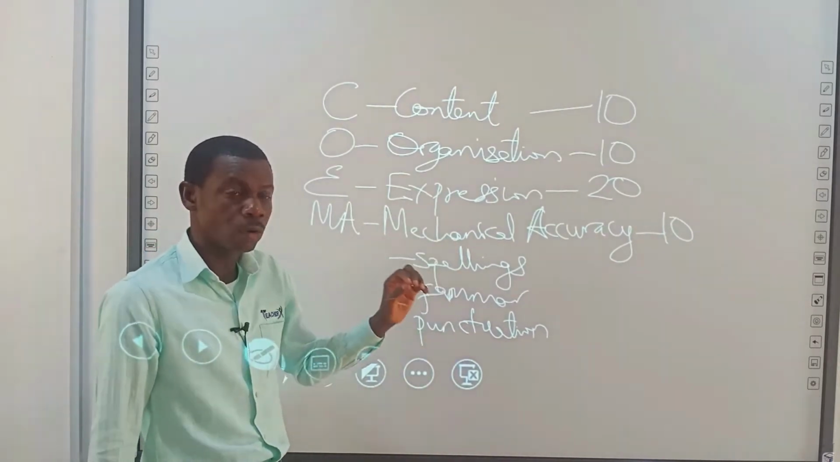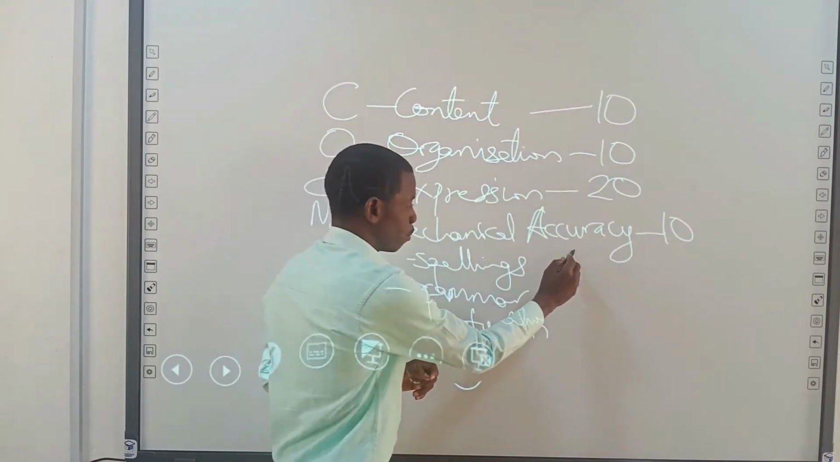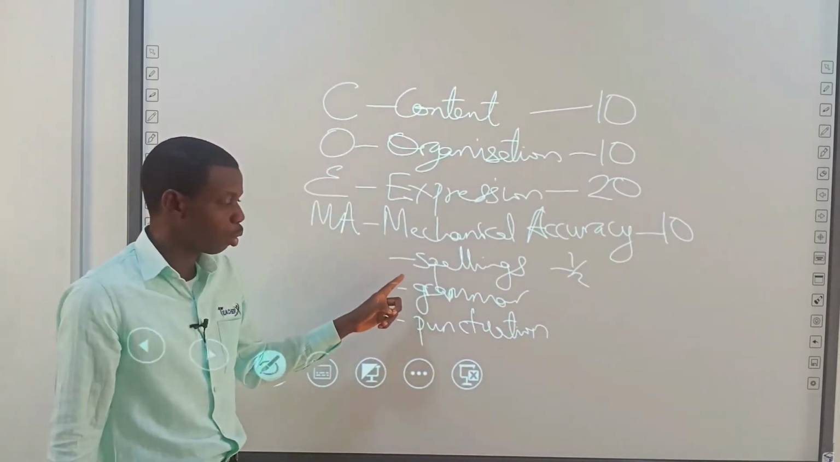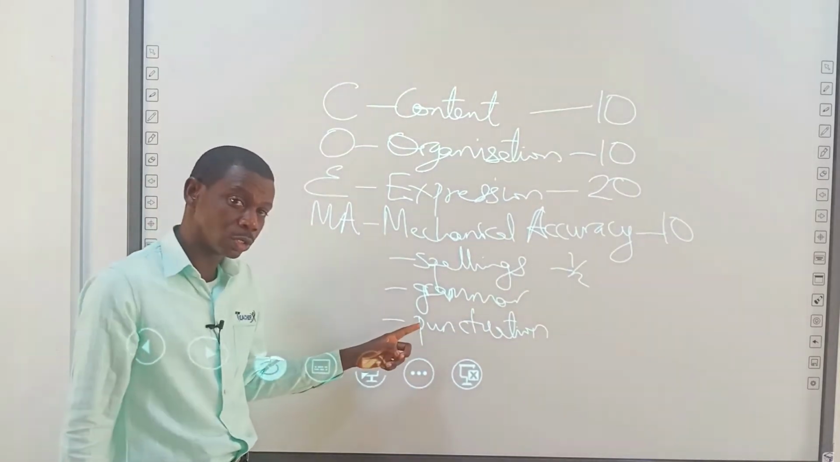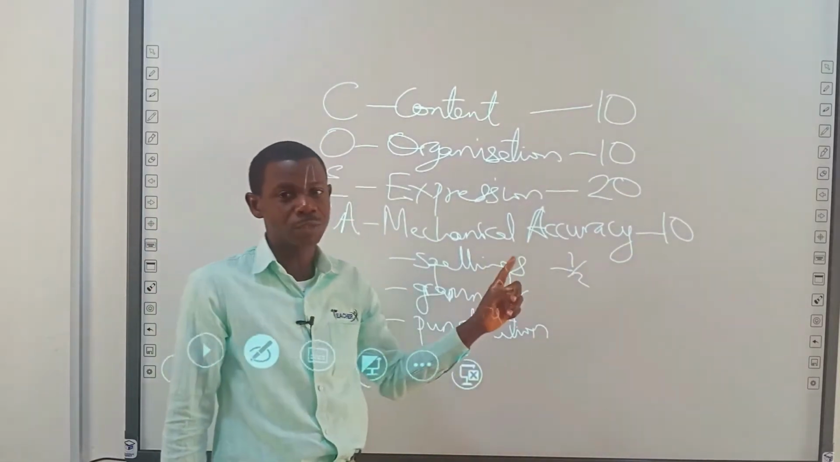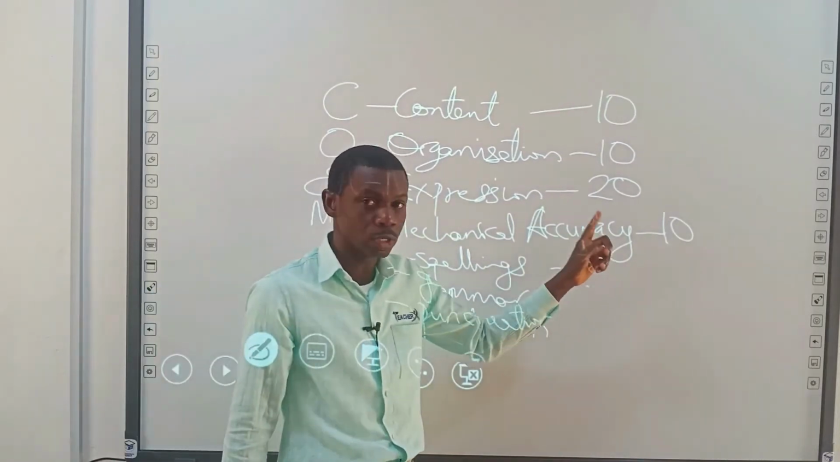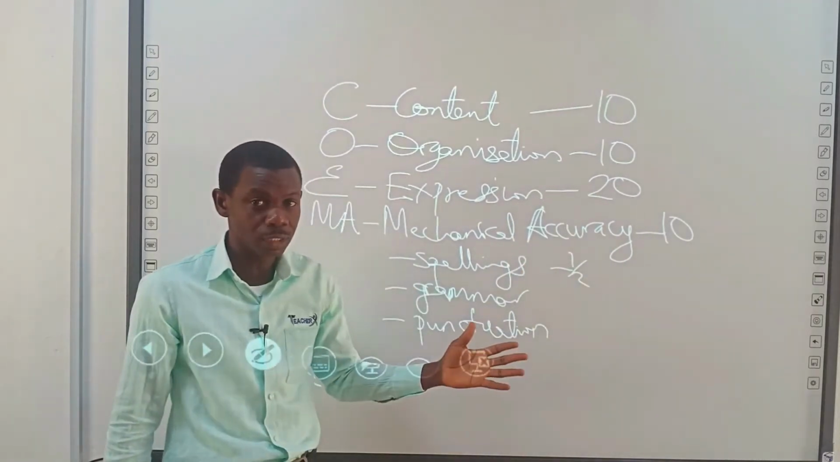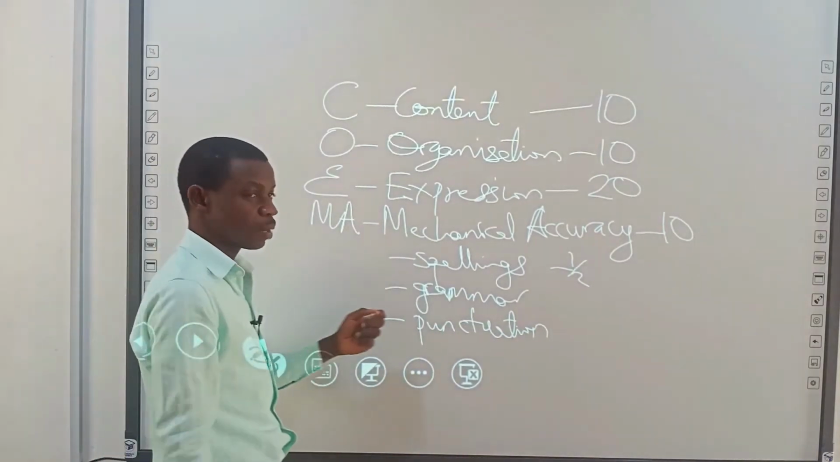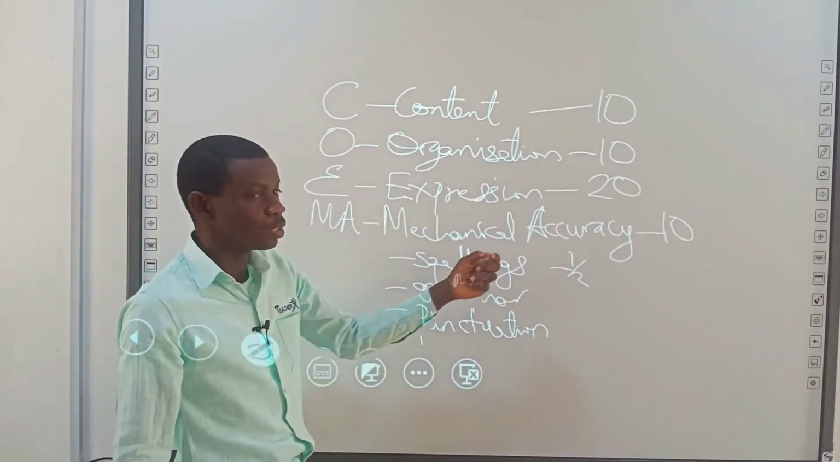Once you make any error, we deduct half a mark for any error on spelling, on grammar, on punctuation. Now imagine you deduct half from 10. How many halves are we going to remove from 10? That will give you 0. Of course, you know it's 20. So once you have 20 errors either on spelling, grammar, or punctuation, then you lose your mark.